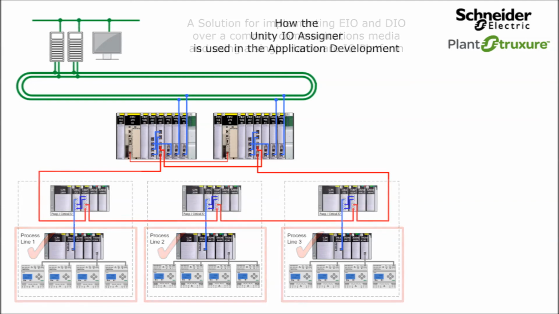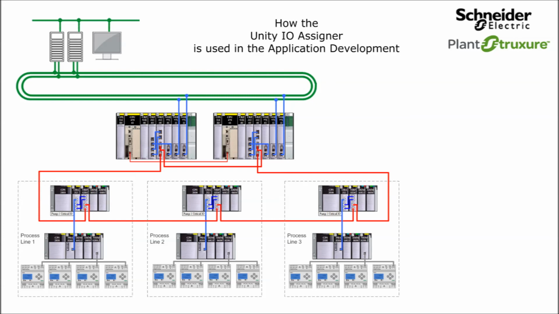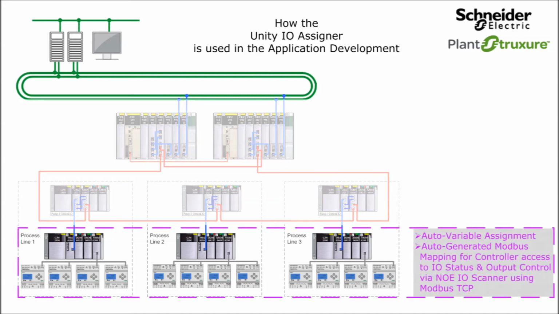Here is a quick recap of how the Unity IO assigner has been used so far. For the X80 BMX PRA DIO drops, variables were auto-assigned to the IO module channels, Modbus mapping to %MW addressing was auto-generated for the IO module variables, and structured variables were generated for use with the Quantum NOE IO scanner interface with the BMX PRA.